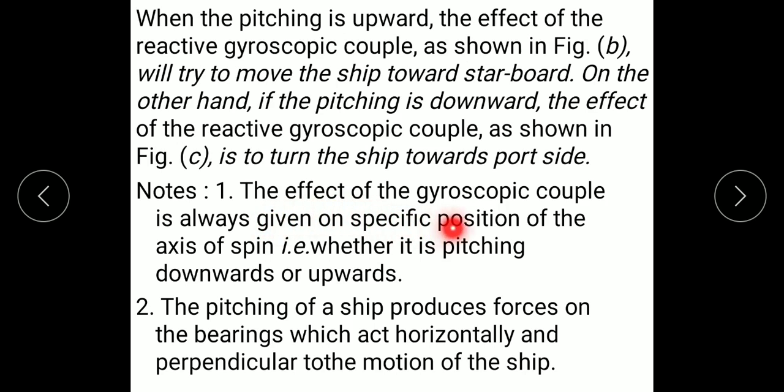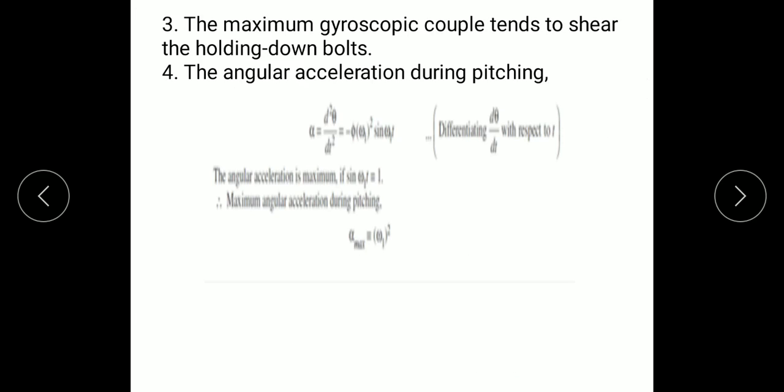Next, the effect of the gyroscopic couple is always given on a specific position of the axis of spin, that is, whether it is pitching downwards or upwards. So here the gyroscopic effect depends on upward motion and downward motion when considered in pitching. For example, when considered steering, it takes left turn or right turn. Pitching, upward motion or downward motion. The pitching of the ship produces forces on the bearings which act horizontally and perpendicular to the motion of the ship. The maximum gyroscopic couple tends to shear the holding down bolts.